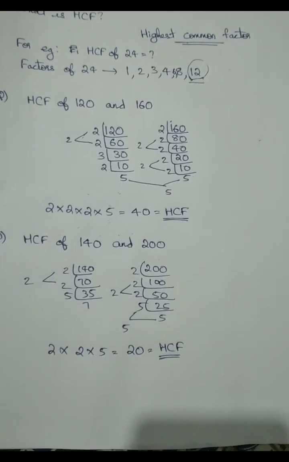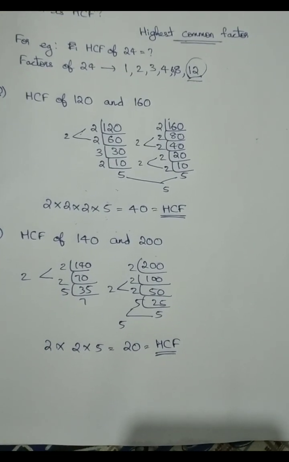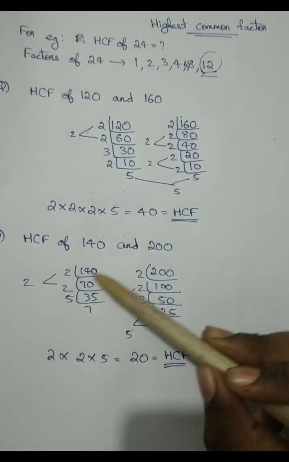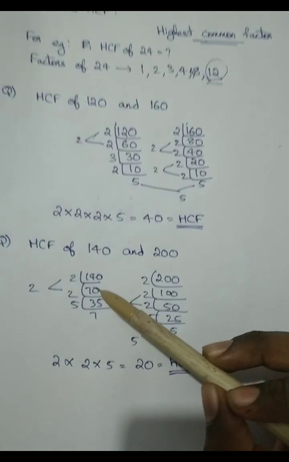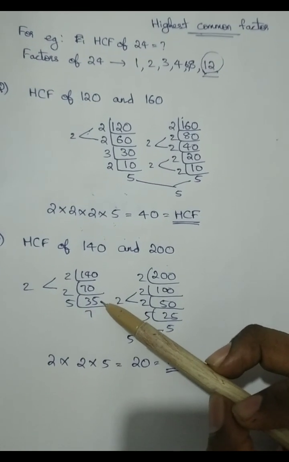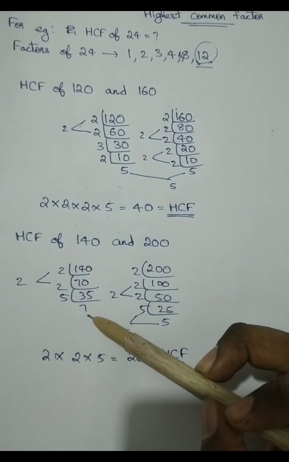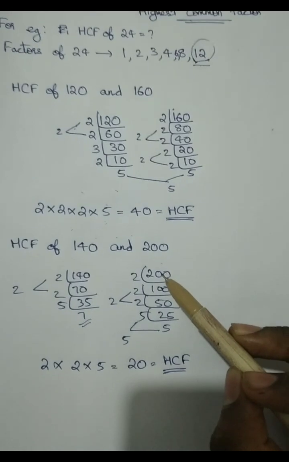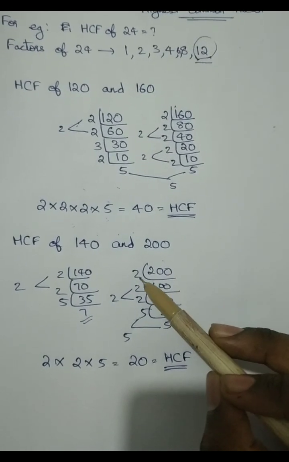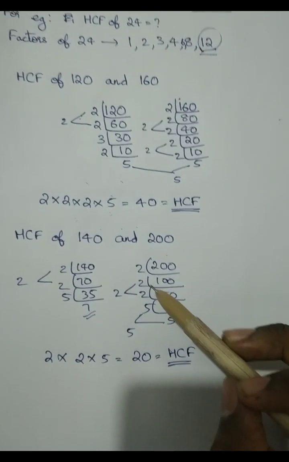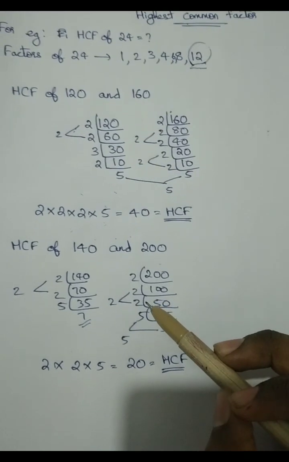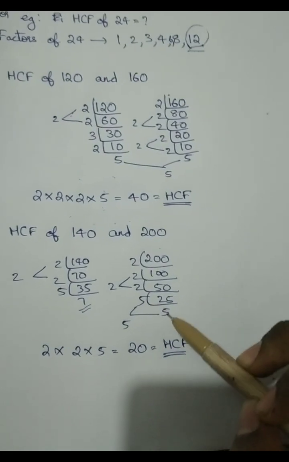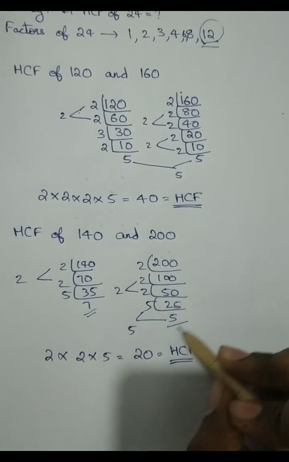Another question is to find the HCF of 140 and 200. We can also use the prime factorization method. 140 when divided by 2 would give 70. 70 when divided by 2 would give 35. 35 when divided by 5 we would get 7. 7 is a prime number, so we stop there. Next, 200. 200 when divided by 2 would give 100. 100 when divided by 2 would give 50. 50 when further divided by 2 would give 25, and 25 can be divided by 5. And 5 is the last answer because it's a prime number.